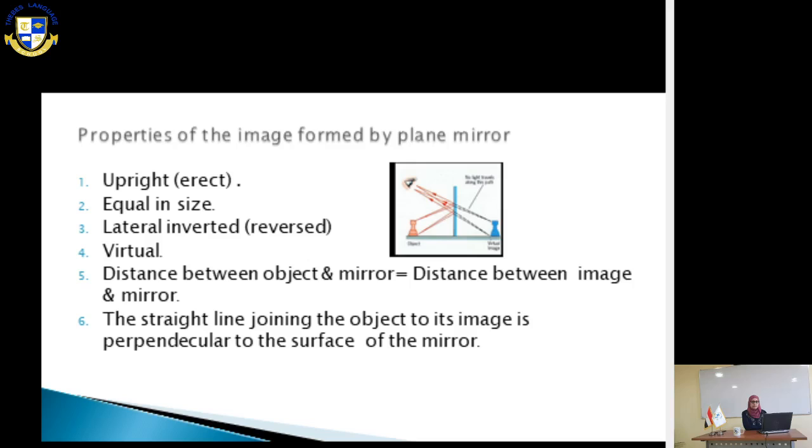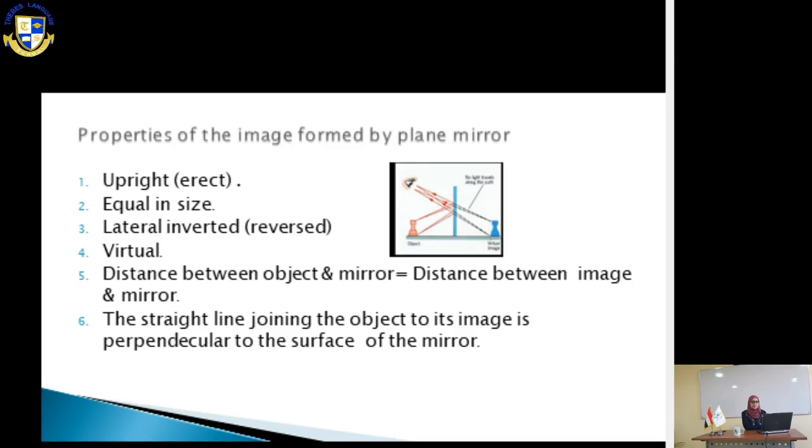Here we can see ourselves in the mirror. As shown in the figure, we have the object and the image. First we can see the object, which is red, and the image on the other side. Here we can see the image is upright, virtual, equal in size, and inverted. The distance between the object and the mirror equals the distance between the mirror and its image. Here we can draw a straight line joining the object to its image, which is perpendicular to the surface of the mirror. So what are the properties of the image? They are upright, equal in size, virtual and inverted.